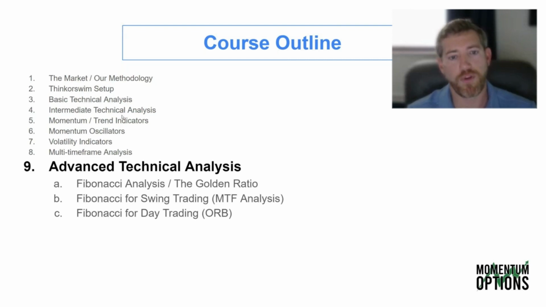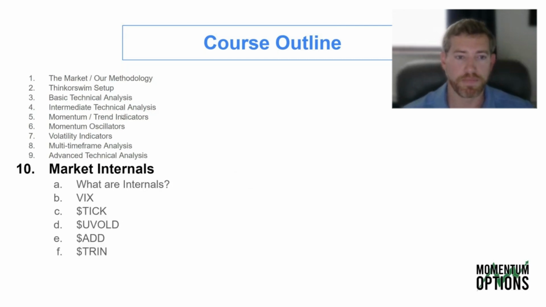We talk about Fibonacci analysis and the golden ratio, and how we use Fibonacci analysis to make our trading plan for swing trades and for our day trades using our ORB method. So a lot to cover in that section. And last, but not least, we're going to get into market internals. This is kind of the last of our technical side of things.